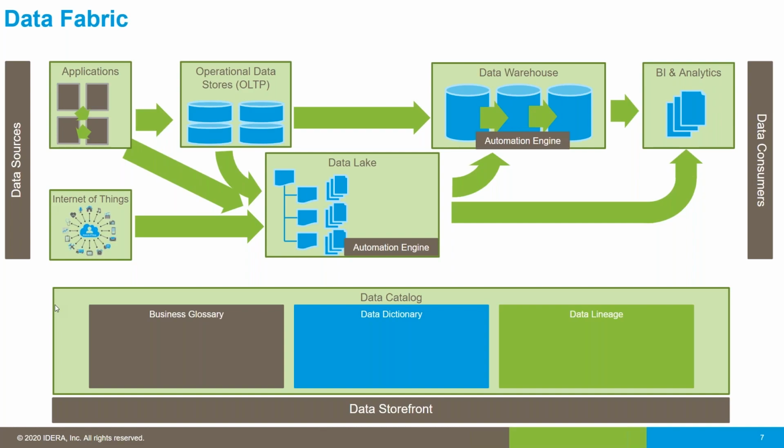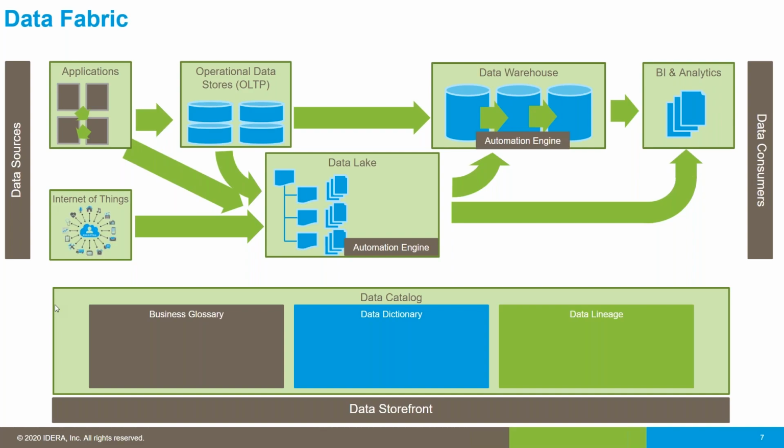On the left-hand side, we've got our applications that have got their operational data stores. We want to take data from that, put it into the warehouse, and then make it available for the BI and analytics team on the right-hand side. We've also got in there the data lake, pulling in data from the Internet of Things that might also be feeding the data warehouse. So within a data fabric, we want to make the whole journey much faster and easier.